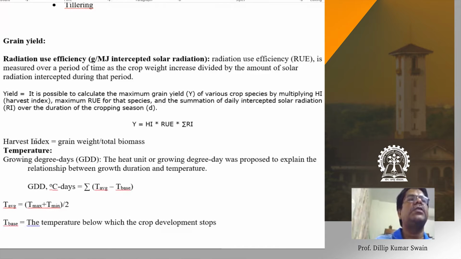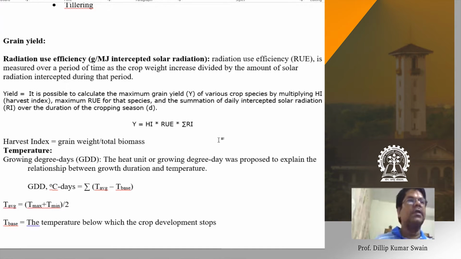Finally, the purpose is using this solar radiation interception concept, we will predict the biomass and grain yield of the crop. That's what we can do. If you know this understanding, we will be able to predict the biomass and the grain yield using this solar radiation interception concept. So if you know this one, I will give you a small numerical. I think you can try this one.